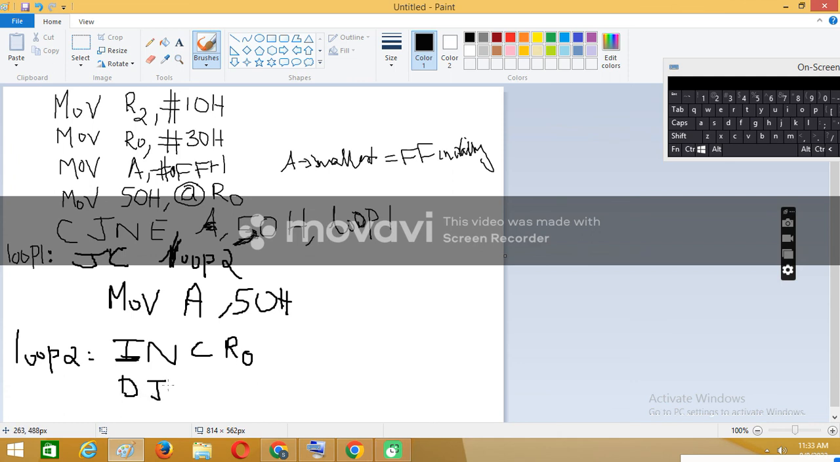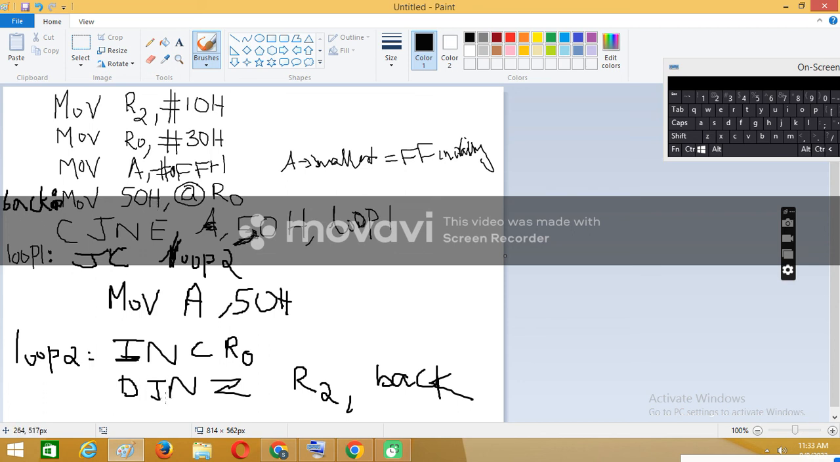So DJNZ R2, one number is over, back. So this back goes to taking that next number to 50 for comparison. That means when you are using my method, always back will be the first instruction after all the hash. Here hash no, here hash no, here hash no, here no hash. So there you write back.